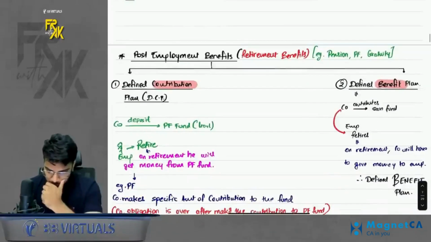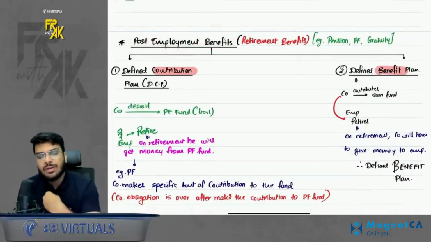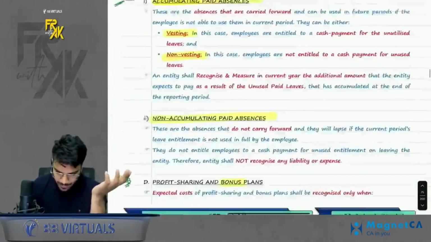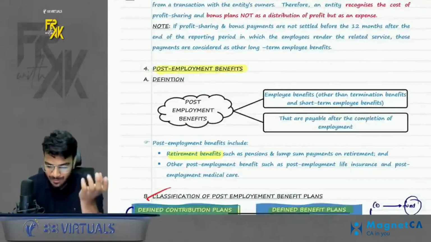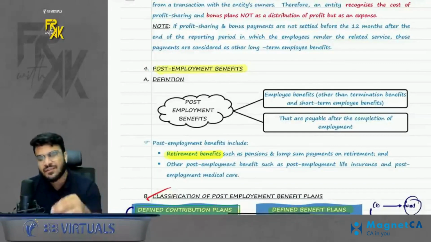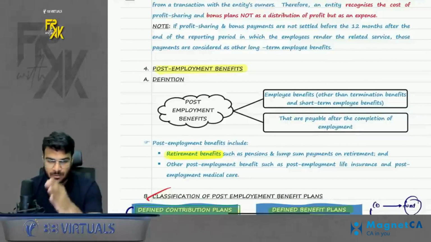Okay. Then we come towards post-employment benefits. We have discussed short-term employee benefits. Then in our notes, we come to post-employment benefits. Now, what is the meaning of post-employment benefits? These are nothing but retirement benefits. That means any benefits which the company will pay to the employee on their retirement. That is known as post-employment benefits.